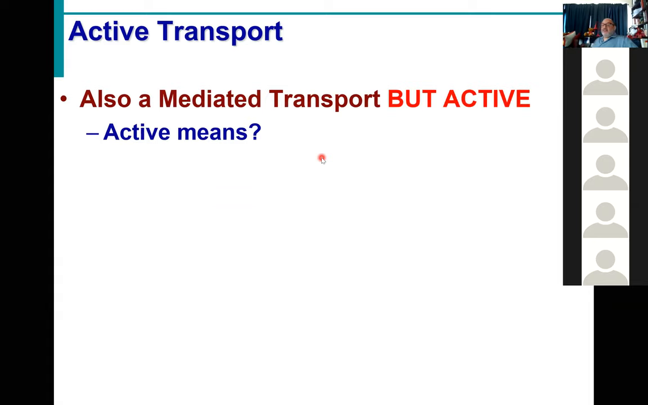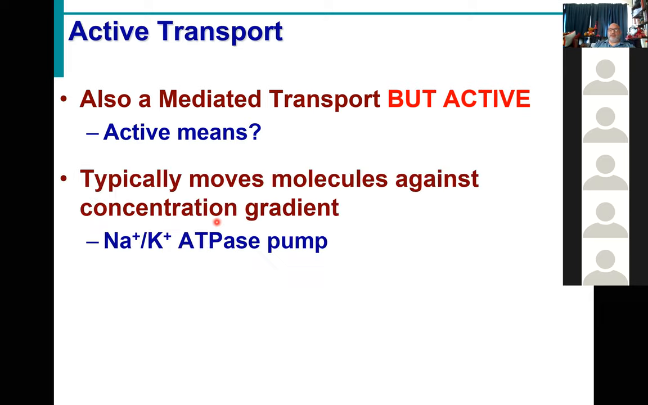So again, this is still a facilitated or a mediated transport because we are using proteins, right? Things are not sliding through the plasma membrane by itself, but again, it's active. And remember, now we have a true definition of active. Active transport means either directly or indirectly using ATP. And again, if we're using active transport, typically it is moving molecules against their concentration gradient.